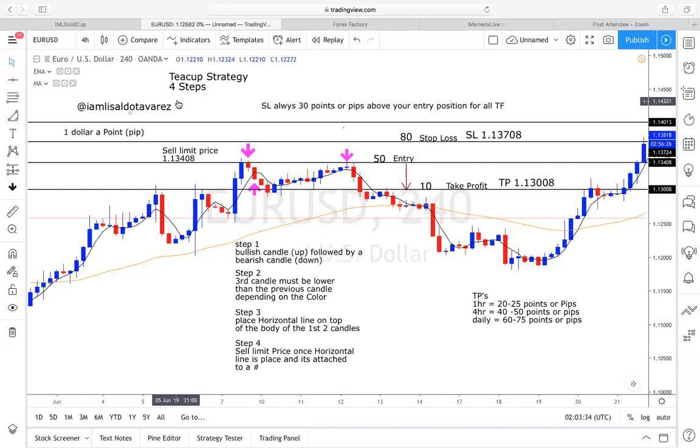So yeah, guys, this is the teacup side. 4 steps. You've got the 4 steps here: 1, 2, 3, 4. I put it in the chat, so you're good.